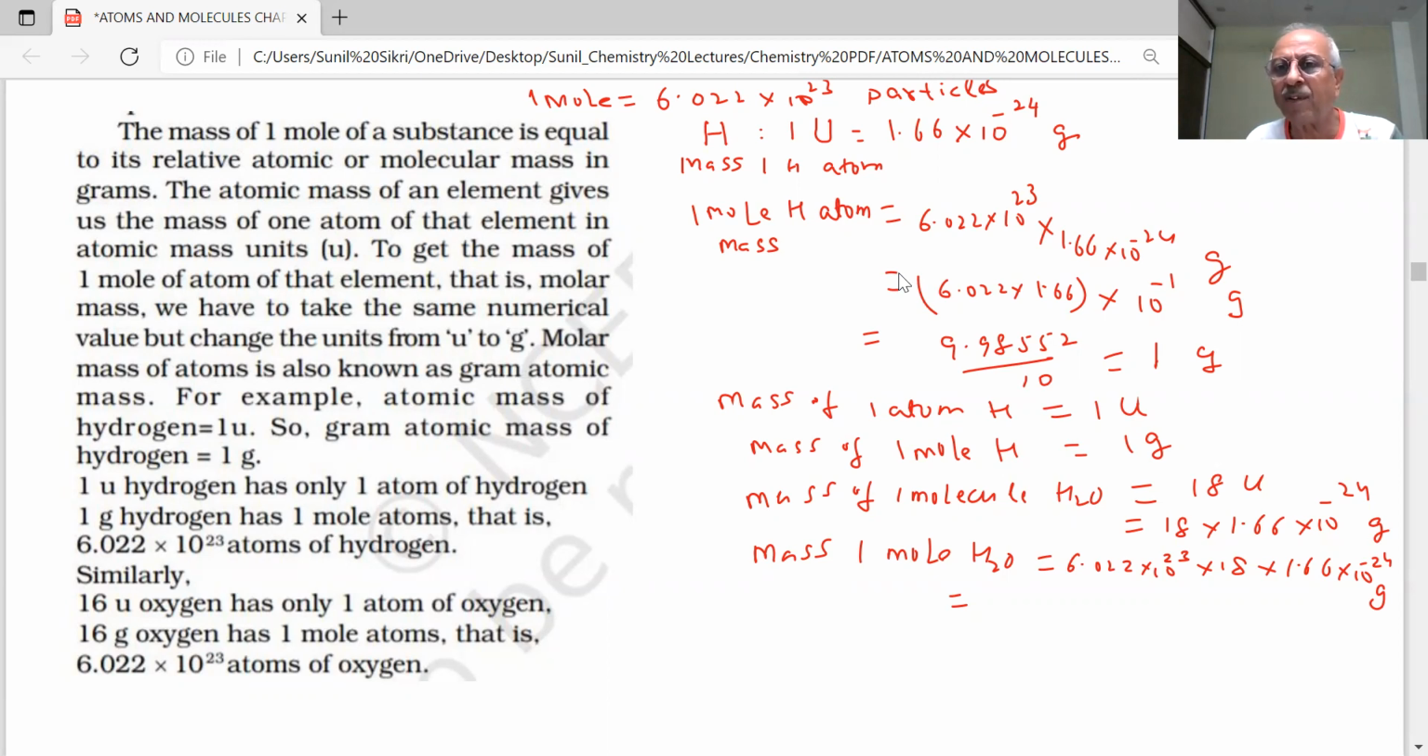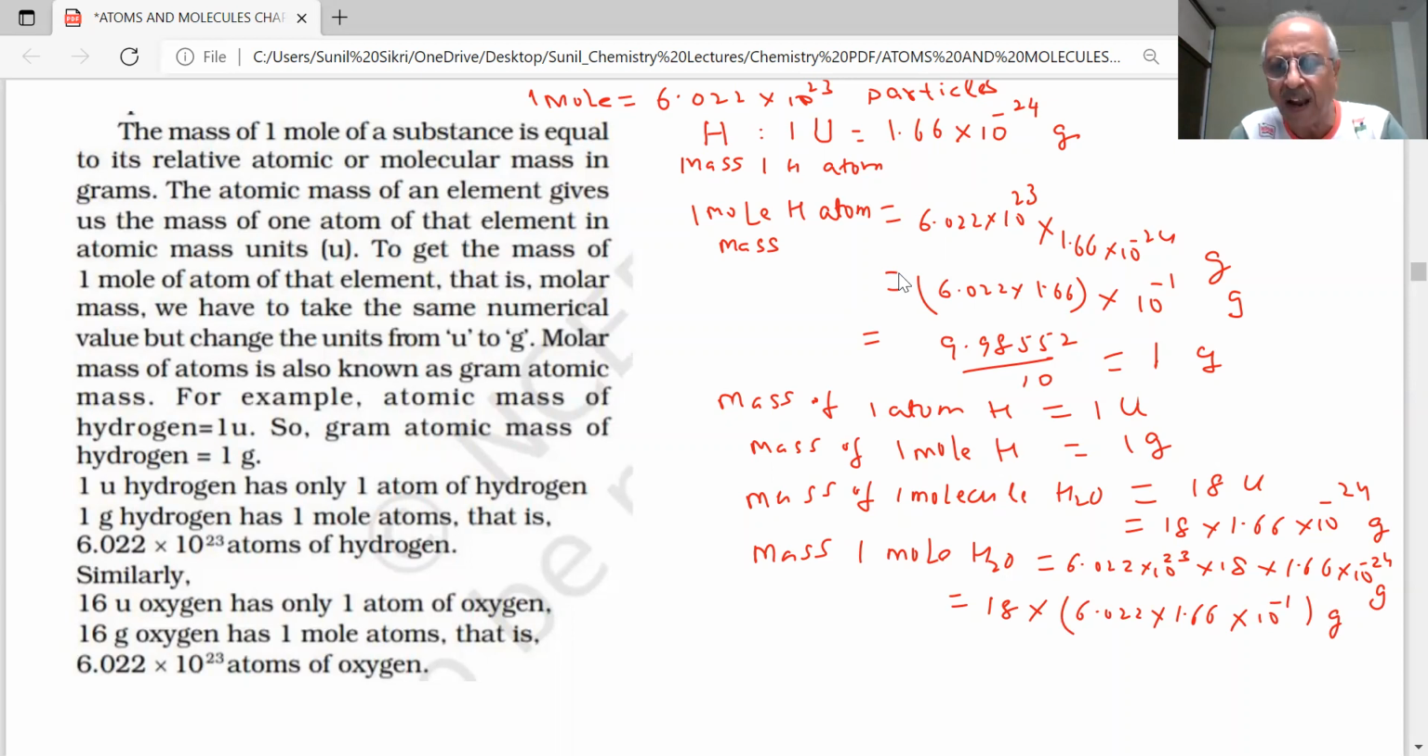What was that? Student, you have to be smart. Just now I have calculated the mass of one of this. So why are you doing so much calculation, student? If I take 18 separately and if I take 6.022 into 1.66, what happens? 10 power minus 23 and minus 24, 10 power minus 1, student. This value you have already calculated. How much was it? We calculated this value just now. What is the problem? Why are you making such a big calculation?